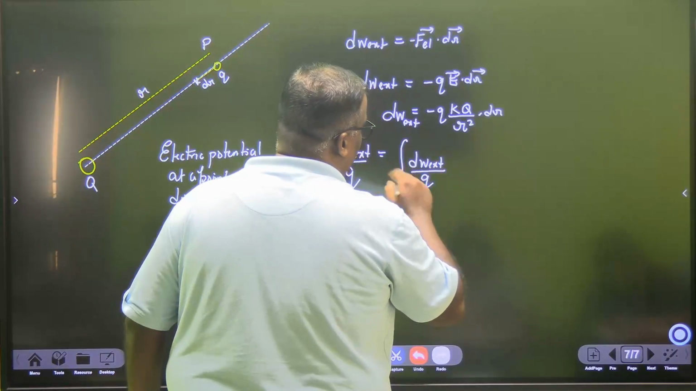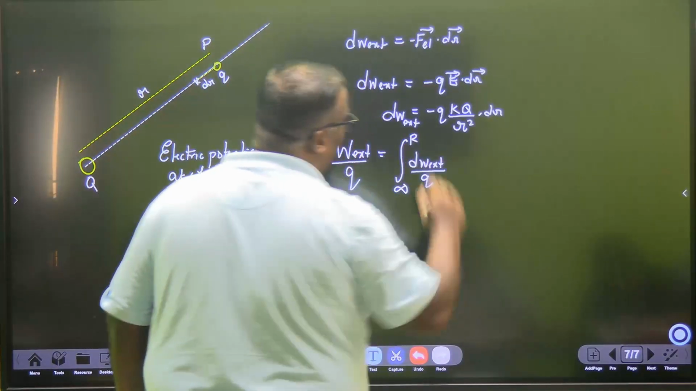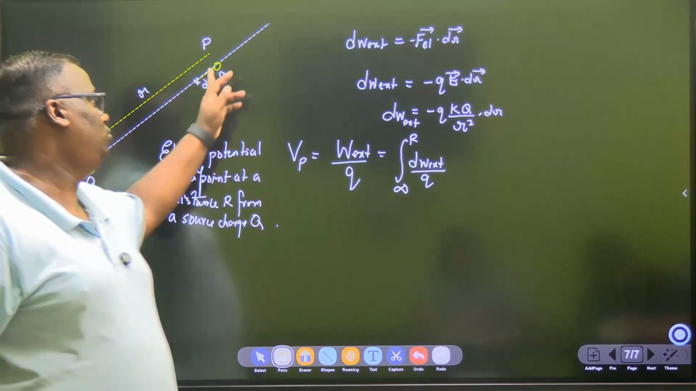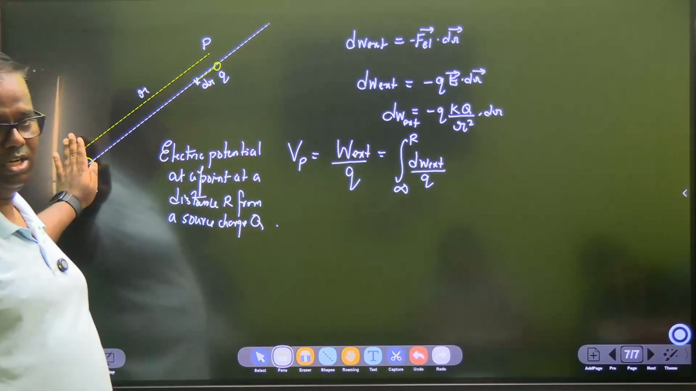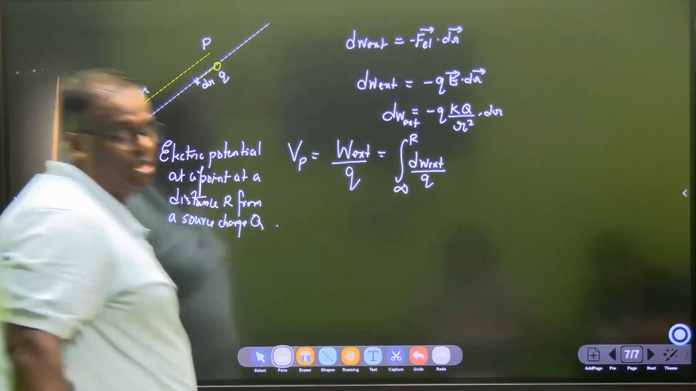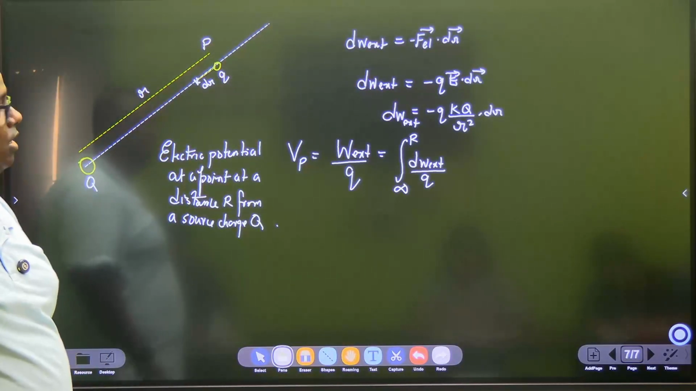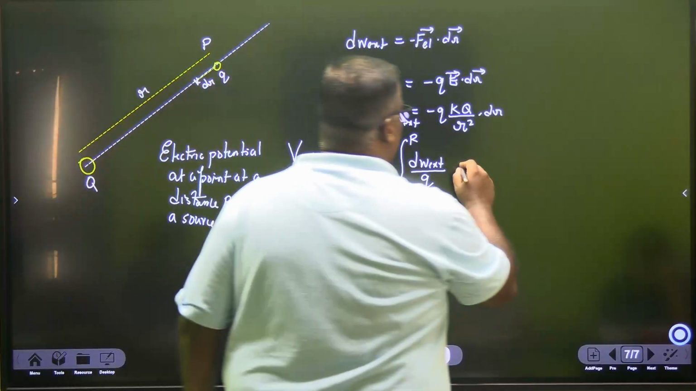So this will be q of this, and you will integrate it from where? You will integrate it from infinity to r, because you are trying to move it from infinity to that point. This is the source charge, children. We are not moving between these 2 points, we are moving between these 2 points. Please remember, infinity to r. Is this acceptable? Okay, very good.